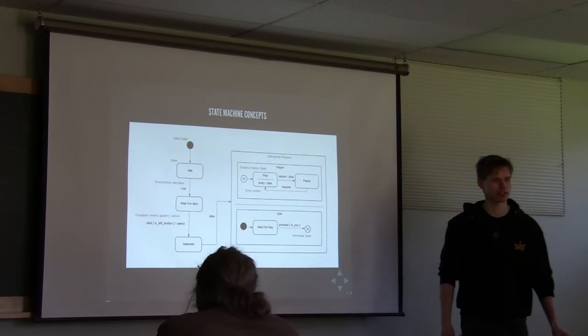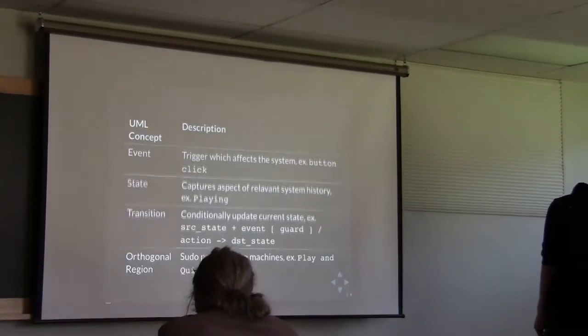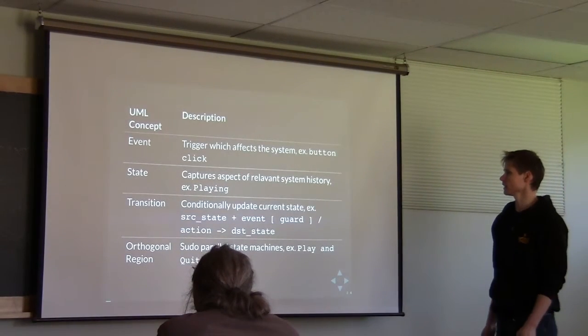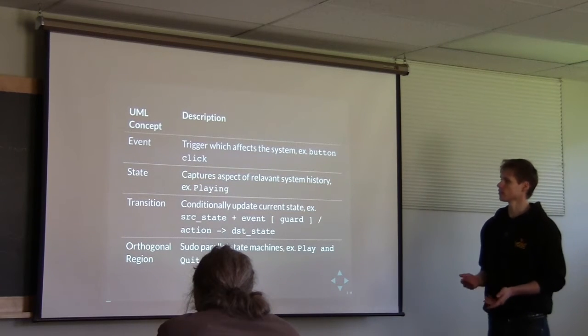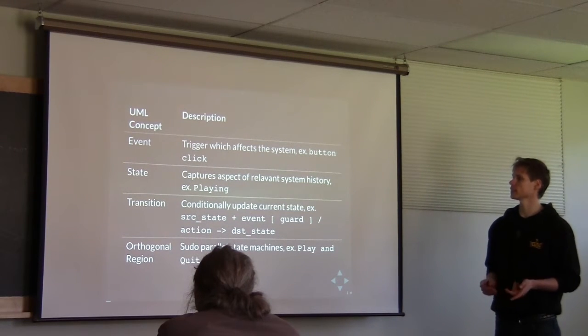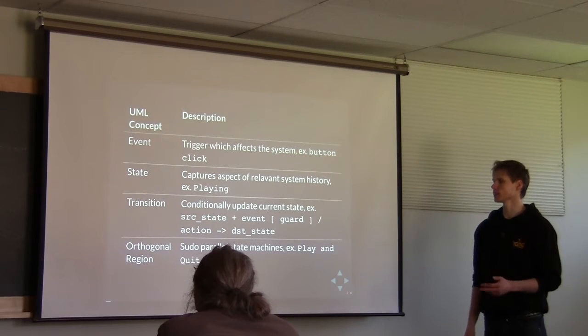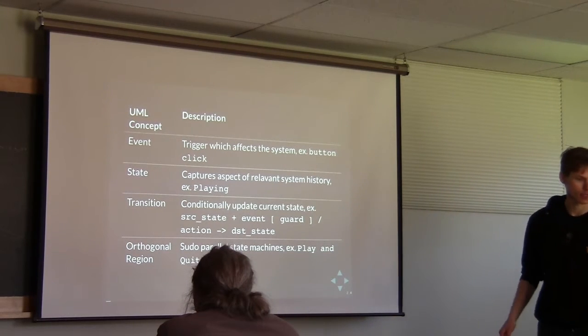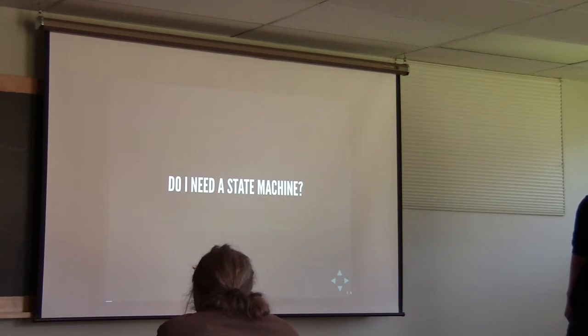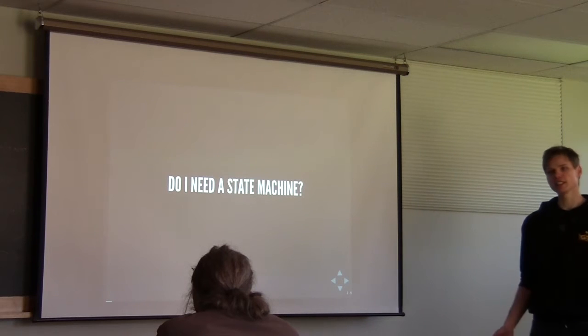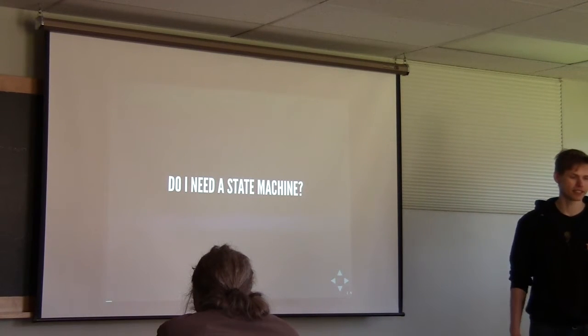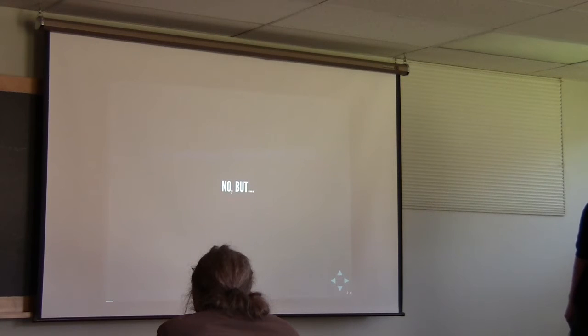Okay, that's great. So we can go a bit further. As I said, that's the basic concept: event, state, transition, orthogonal regions. But we kind of covered that already. So do we actually need a state machine? Well, it depends on our situation. We don't really need it.